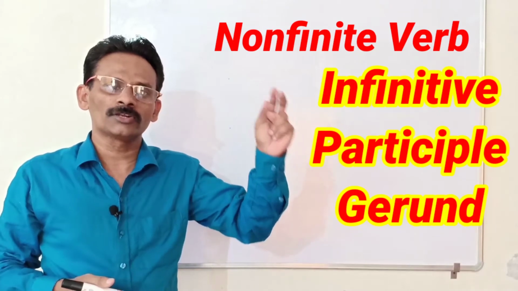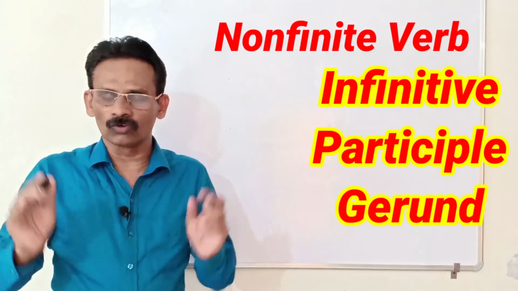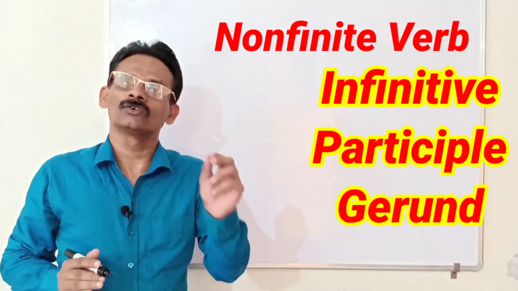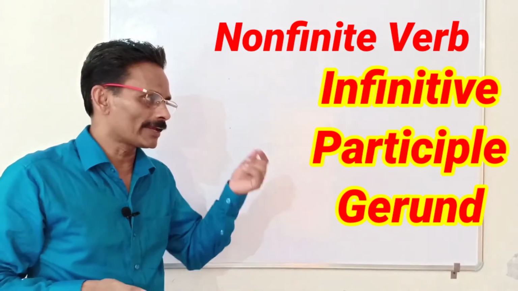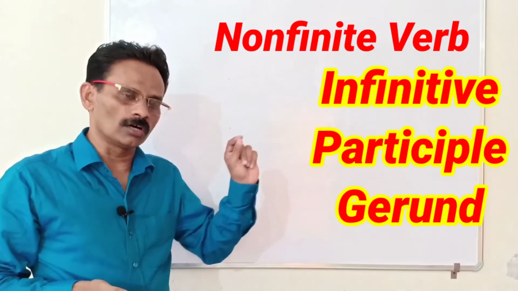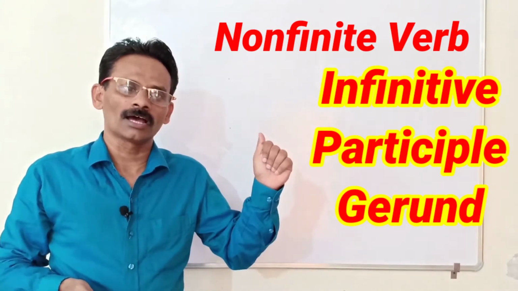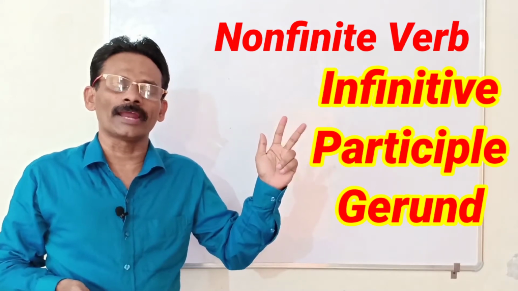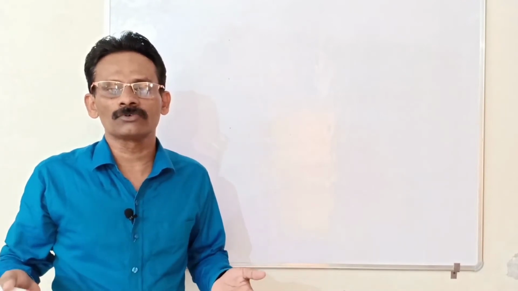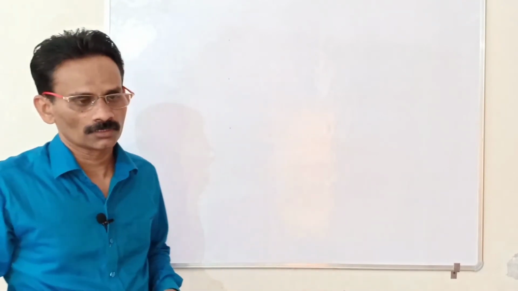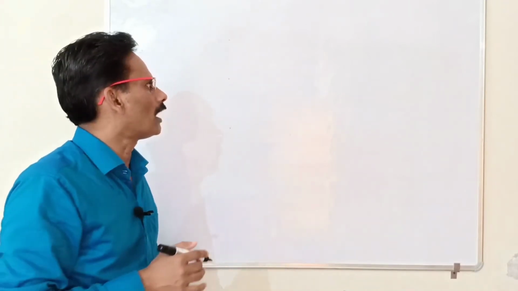They are called non-finite verbs because they look like verbs, but they are not verbs. Then what are they? Non-finite verbs are verbs that do the work of a noun, adjective, or an adverb. They can work like a noun, adjective, or an adverb. Today we shall learn particularly about gerund.